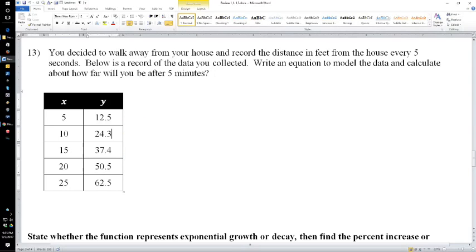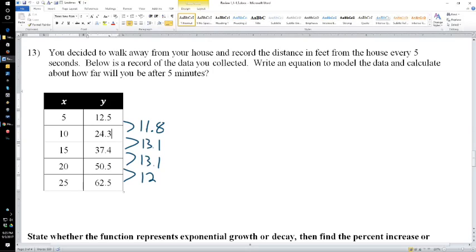So 24.3 minus 12.5 is 11.8. 37.4 minus 24.3 is 13.1. 50.5 minus 37.4 is also 13.1. And then 62.5 minus 50.5 is 12. All right, so these are all really close. You got two 13s. This gap right here is probably a little big, but the fact that this is the high end and this is the low end, and a 12 is in between them, that's not bad.